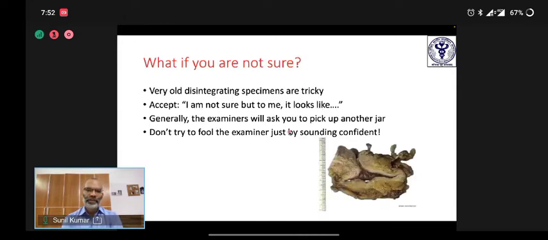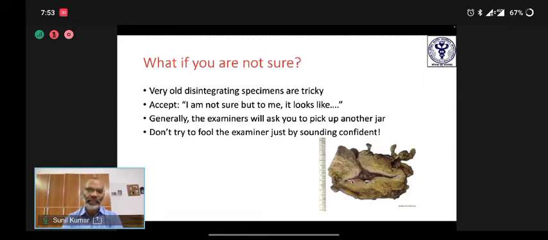Then comes the tricky part. What if you are completely blank? Yes, there are certain situations where the specimen is so old, almost disintegrating, that it becomes very tricky to comment about what specimen this is. You can argue that this is not a uterus. If I say that no, this is a urinary bladder specimen, yes, you may have a point about that. There are certain features which are there, but on the spot, like a spot identification, it may sometimes become tricky. And there you have to accept that I am not sure, but to me it looks like this. That's how you can describe that.